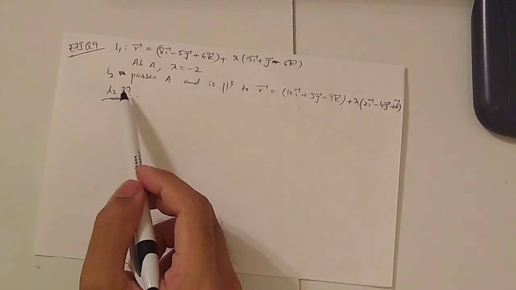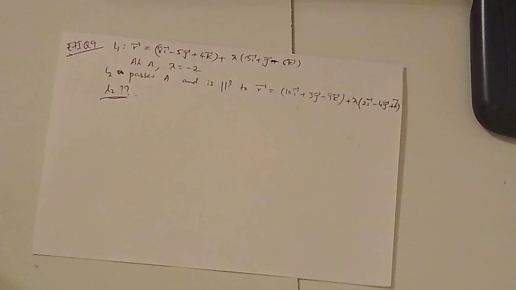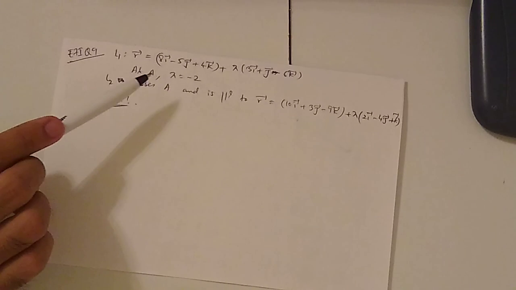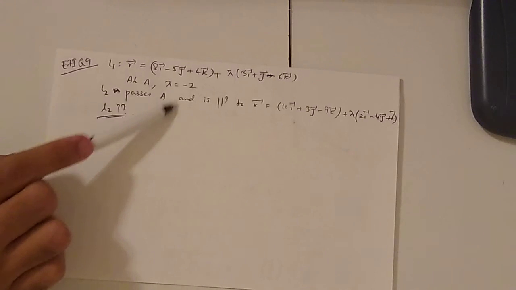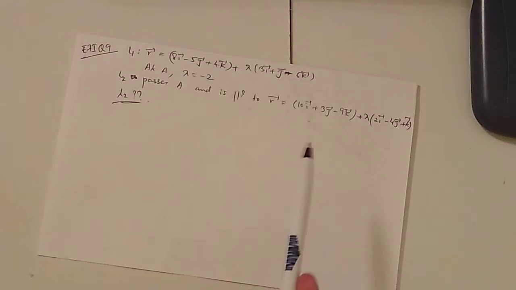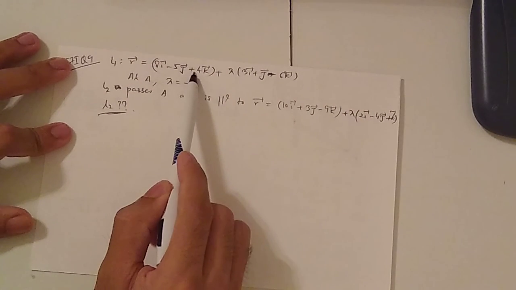When we need to find the equation of L2, we need the general vector equation for a line. The general vector equation for a line in 2 dimensions or in 3 dimensions requires a specific point on the line and also the direction vector. So what does this question say about the specific point? The specific point is A. L2 passes through A, so we need to find the position vector of point A, and A can be found using our first line, because it says that at A lambda is equal to minus 2 for the first line.